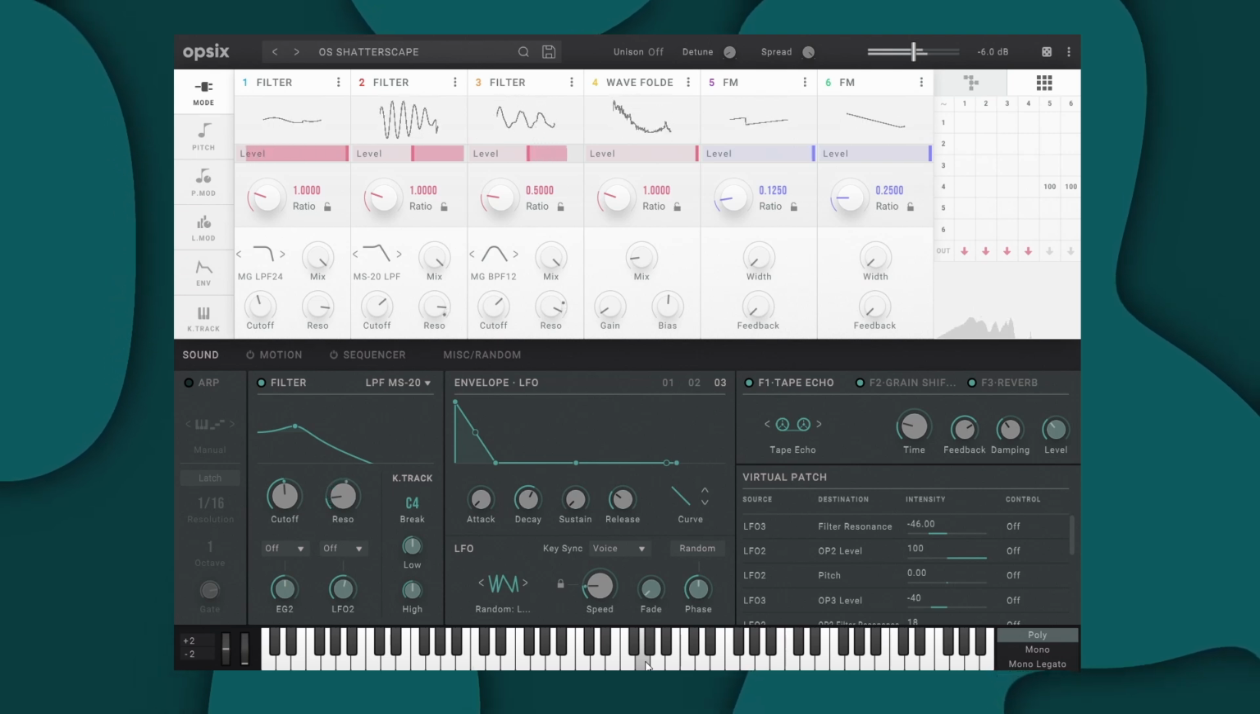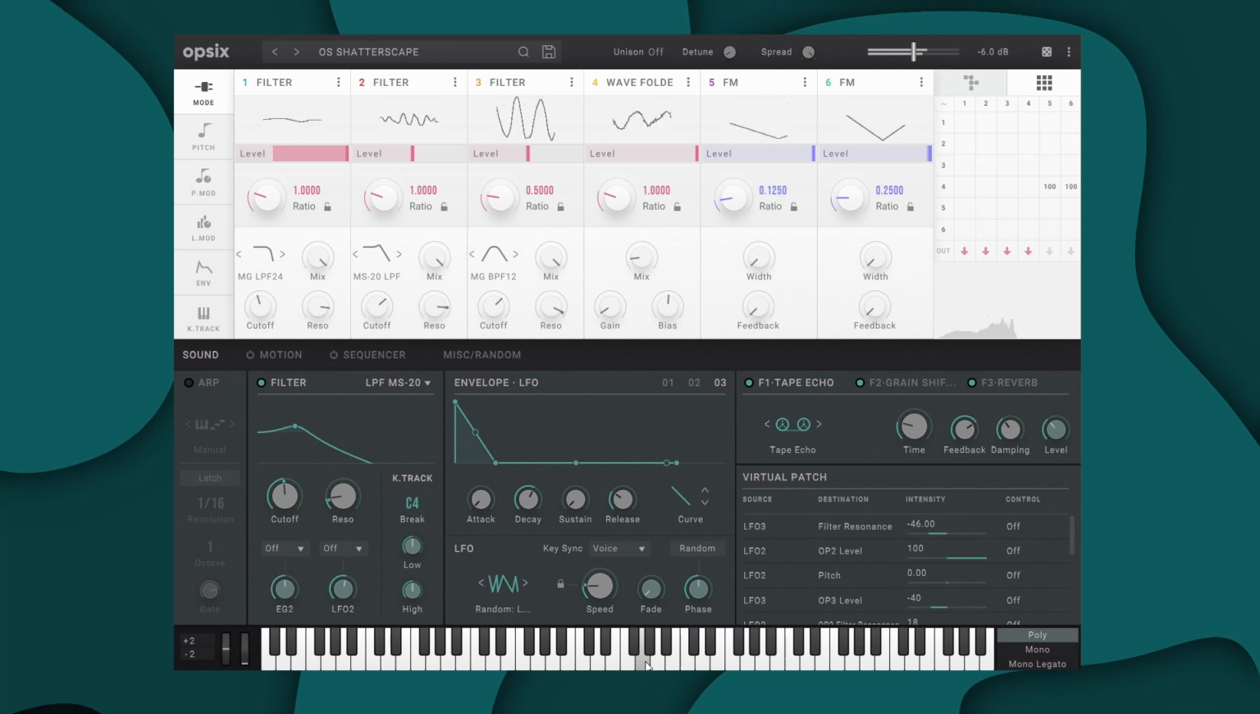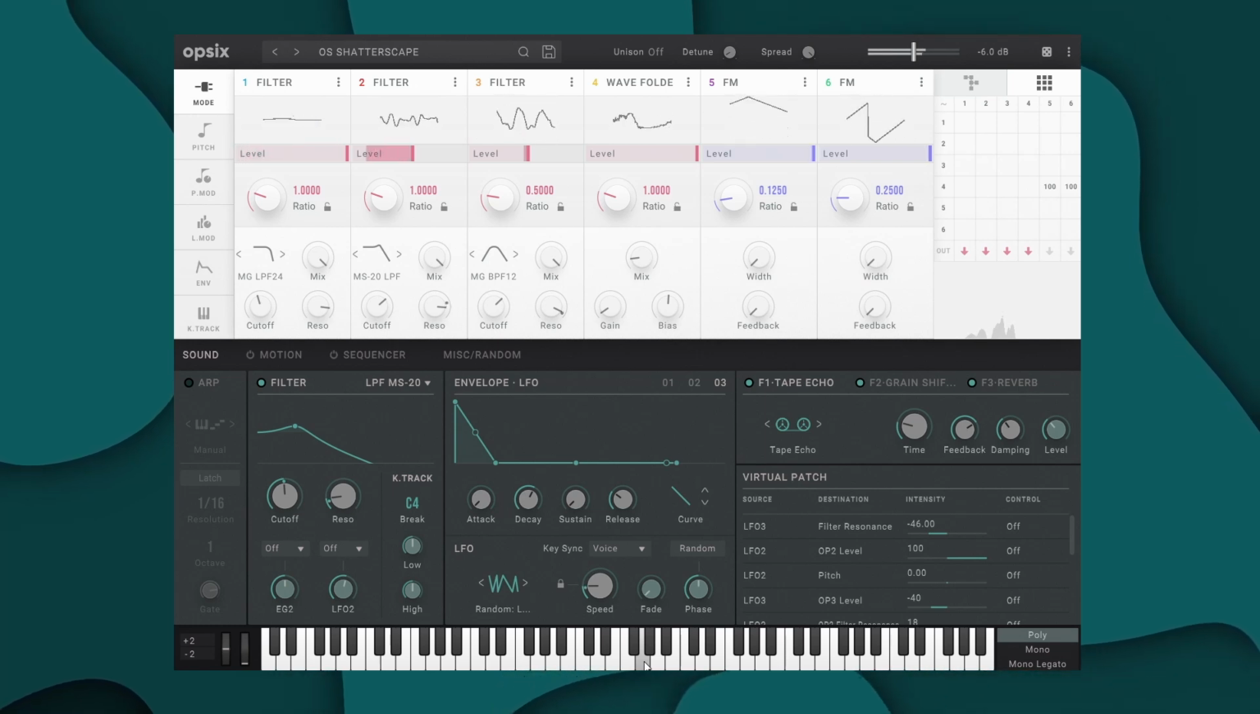So a lot of the sounds that you hear are kind of the filter rather than the oscillator for the operator.